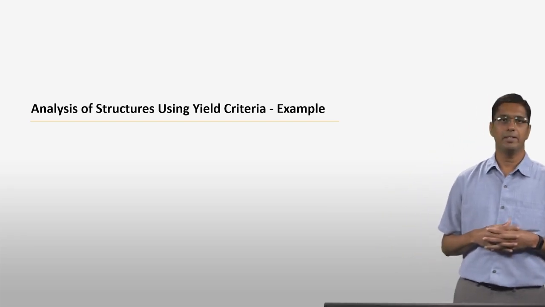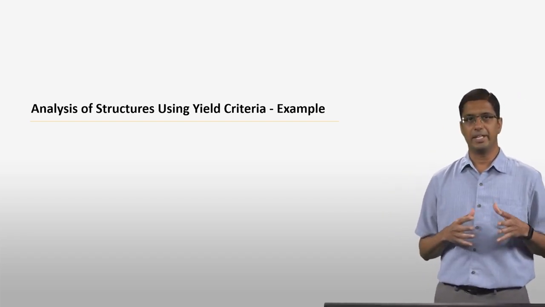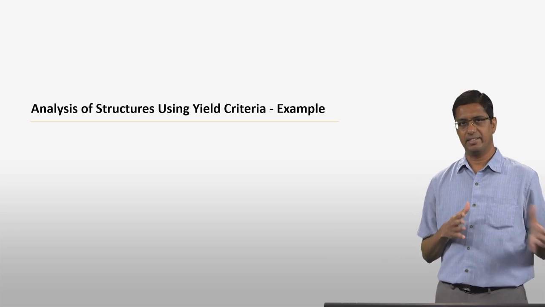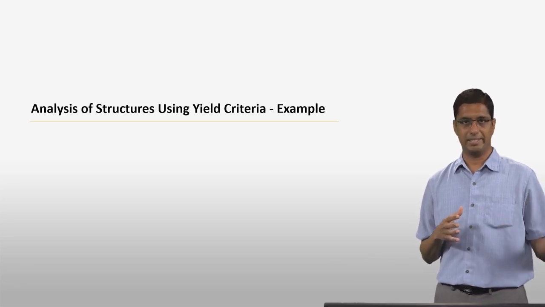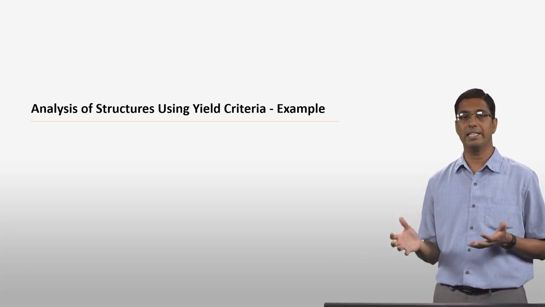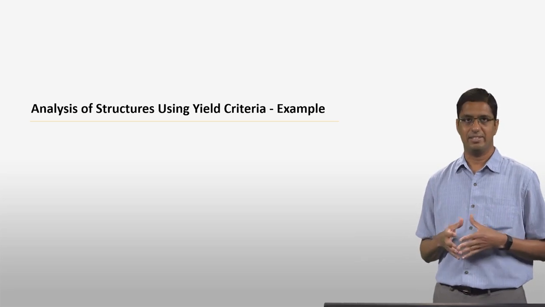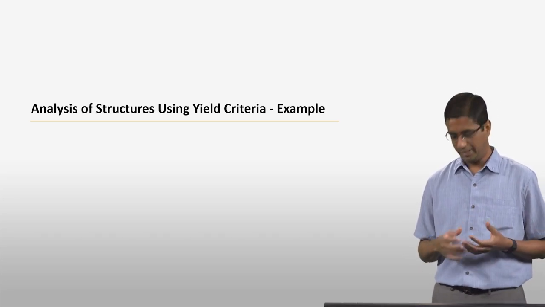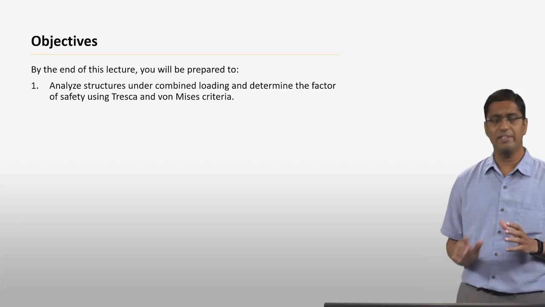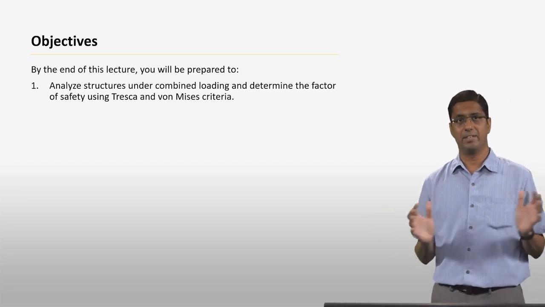Hello, welcome everyone. In today's lecture, we are going to be using the yield criteria that we learned in the last few lectures, basically the Tresca criteria and the von Mises criteria, to evaluate a structure and find out the factor of safety. So this kind of puts together everything that we have learned in the class so far.